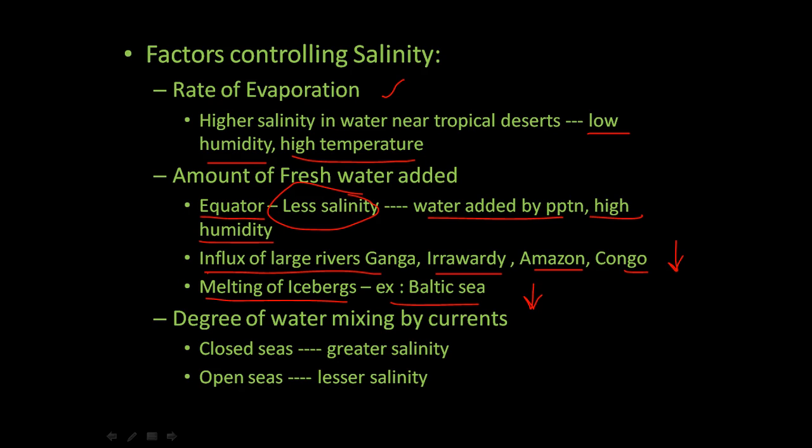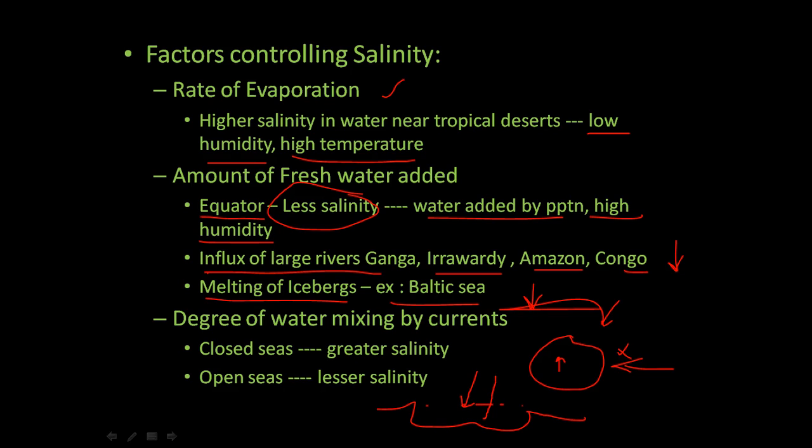Then there is something called the degree of water mixing by currents. Now if a sea is closed, then there is no incoming water, so that is why the salinity will increase. Compare this with an open water body where water is coming inside and going outside. Here salinity will always be less.